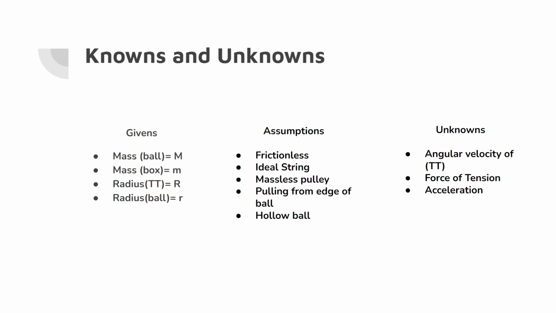And so our unknowns are, of course, the angular velocity of the turntable, which we are trying to find, and we need to know also the force of tension in the string and the acceleration, but it's going to be the centripetal acceleration of the box.